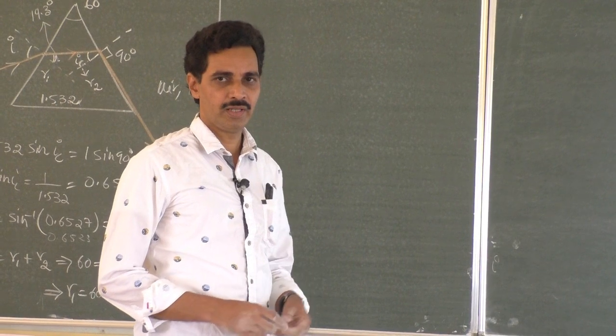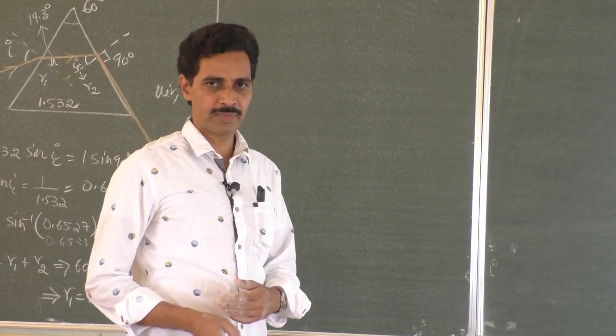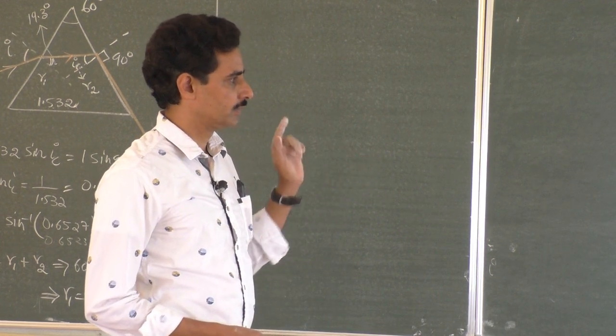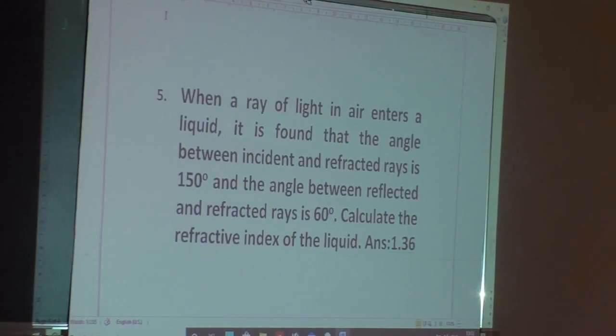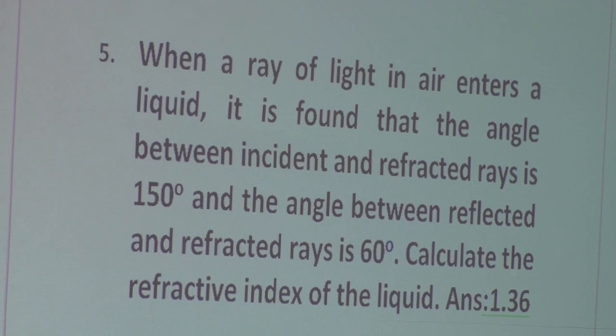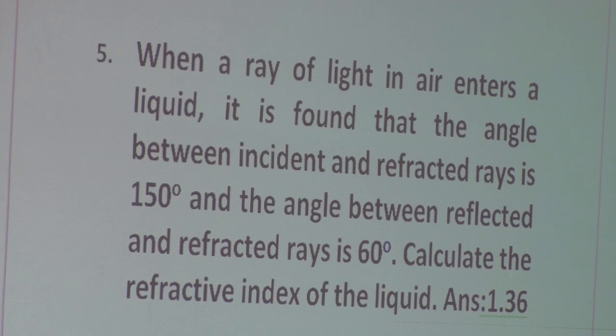So we will move on to a new problem, which is not included for prism, but still it is related to refraction. One more problem, then we will stop. When a ray of light in air enters a liquid, it is found that the angle between the incident and refracted rays is 150 degrees. And the angle between the reflected and the refracted rays is 60 degrees. Calculate the refractive index of the liquid.